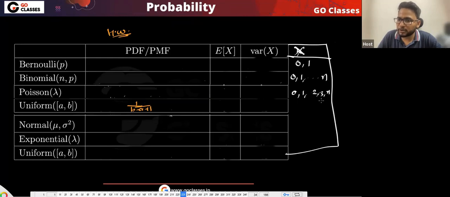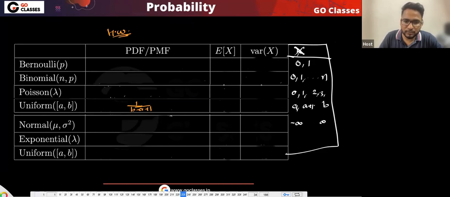Is this correct in the Poisson? No, right? It is basically anything till infinity. What about the uniform? In the uniform, I think it can take from A to B, A plus 1, like this. In the normal distribution, what are the possible values that X can take? I think X can take any value, minus infinity to plus infinity.